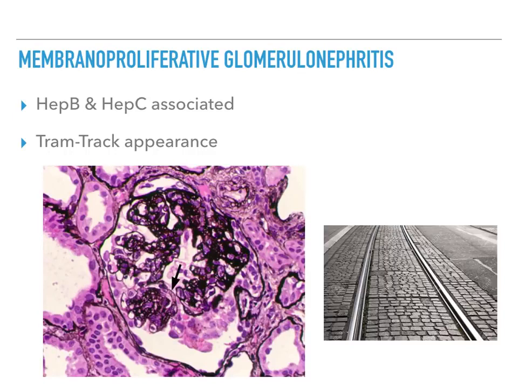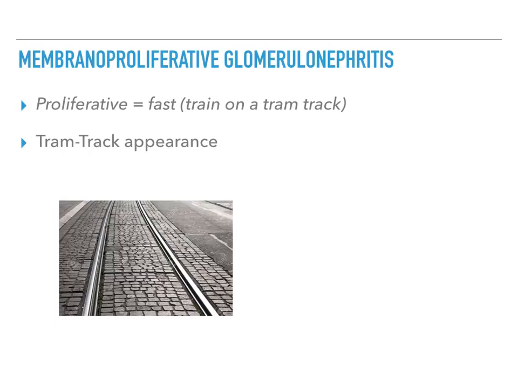It's pointing to kind of the dual component of the membrane there. It's said to look like a tram track, which I put in the image on the right. This one actually does look like what it's supposed to look like. So if you see tram track appearance or you see an arrow pointing to something like that, it's tram track. And the way to remember this is that if you're proliferative, you're fast, like a train on a tram track. That makes just perfect sense.